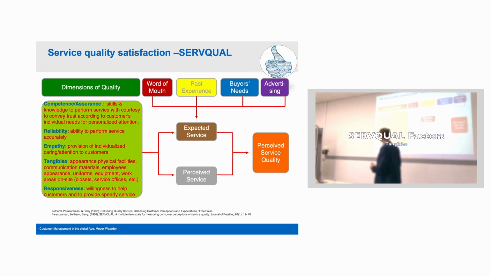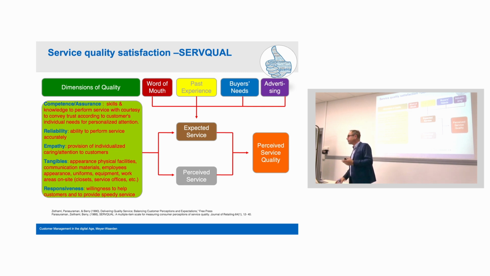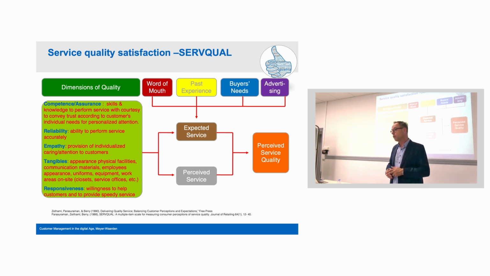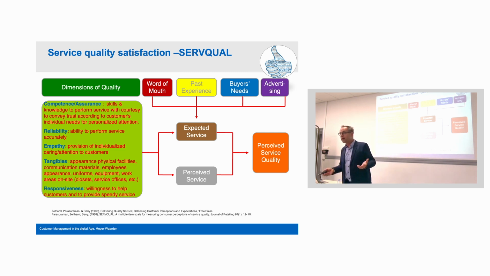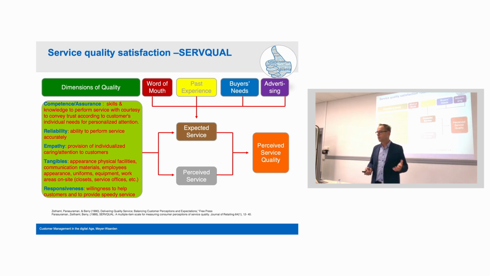Tangibles are the appearance of physical facilities, communication materials, employees' appearance, the uniforms, the equipment, and work areas on site, such as closets or service offices. So appearance matters. Even though this is the least important dimension within the SERVQUAL framework, appearance matters, just not as much as the other dimensions. Service providers will want to make certain the employees' appearance, uniforms, equipment, and work on-site look good.